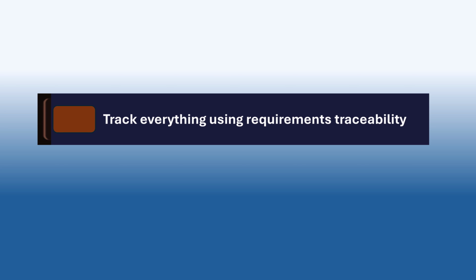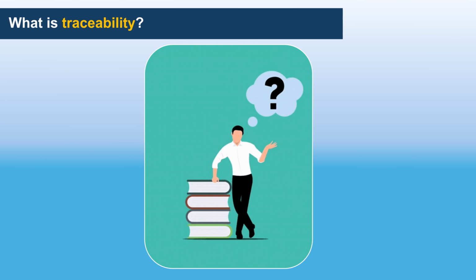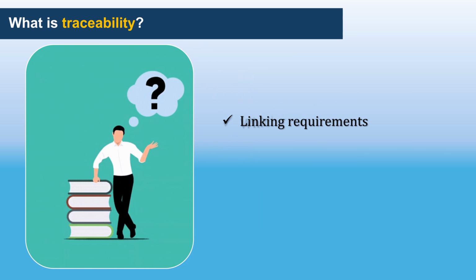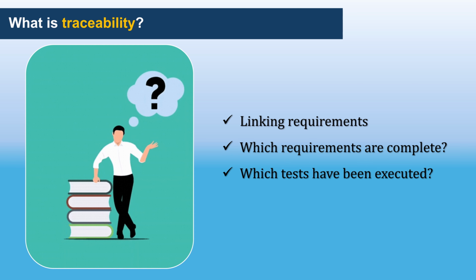Traceability is a practice of linking requirements to their corresponding design elements, implementation tasks, tests, and defects, so that every piece of work is accounted for and visible. With traceability, you can answer critical questions at any stage, like which requirements are complete, which tests have been executed, and are there any open defects affecting the requirements. So in this video, we will walk through how to track everything using requirement traceability in Jira.